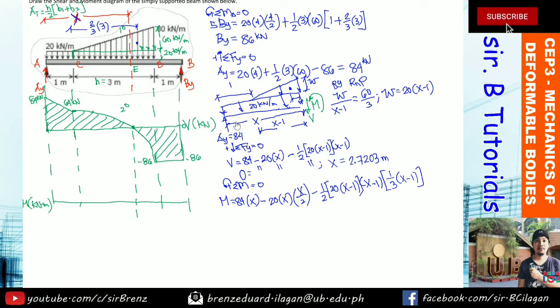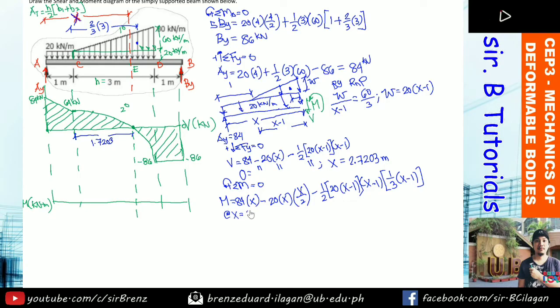Alright. So, this means if this is 2.7203, then this distance will be equal to, you just subtract 1, or that is 1.7203. So, later we will check using the area method. Okay, so with that, let's also check the value of your maximum moment.